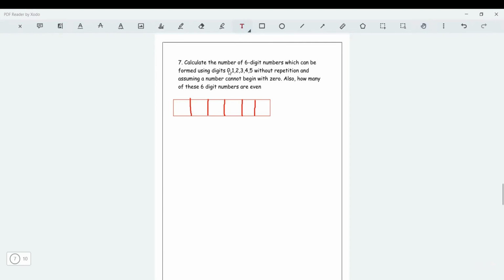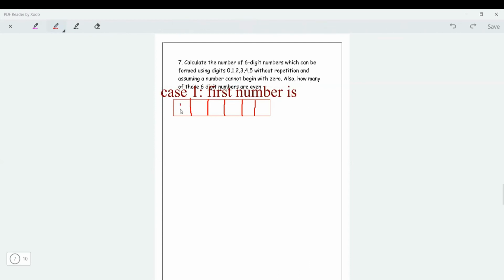This is how I like to do it: I like to write cases. So I write case 1, where the first number is 1. If the first number is 1, there's only one way to fill that box, and then you'd be left with 5 digits. Any one of the 5 can go here, any one of the 4 can go here, then here, and the last one there.